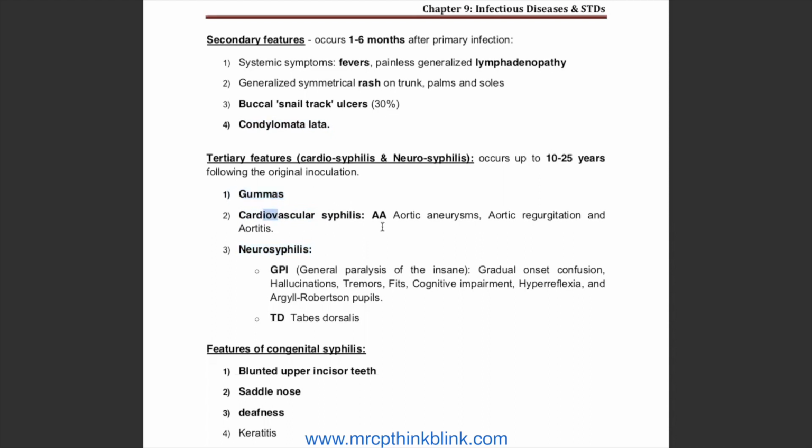In CVS, usually they are associated with the aorta. Okay, usually most of the things in syphilis are associated with the aorta. Then come to neurosyphilis. Neurosyphilis can cause paralysis, and also it can cause tabes dorsalis. Another thing is they can cause Argyll-Robertson pupils in tertiary. Now congenital syphilis, this is so important in part 2.